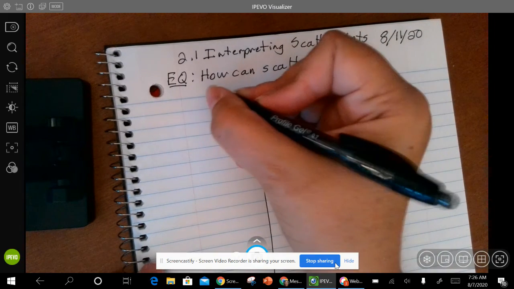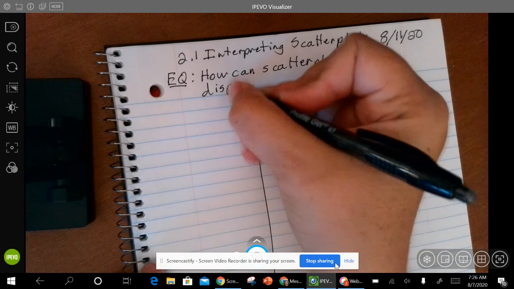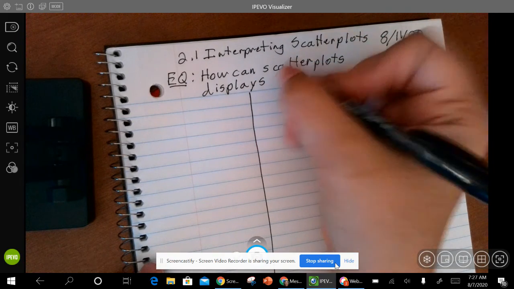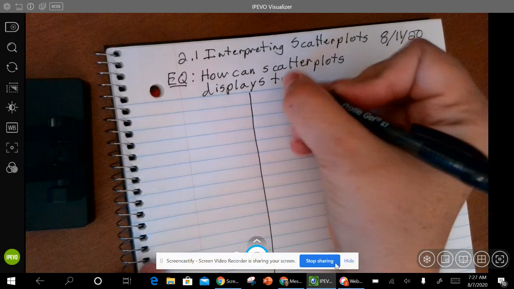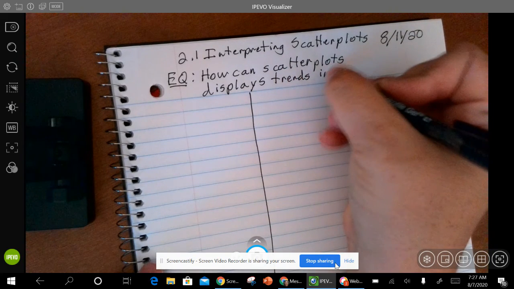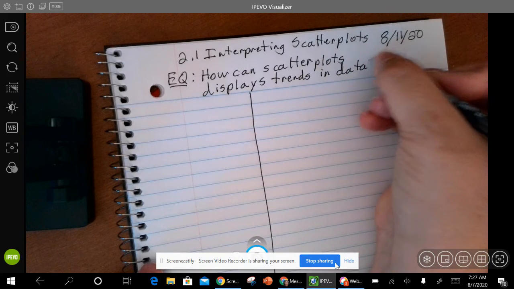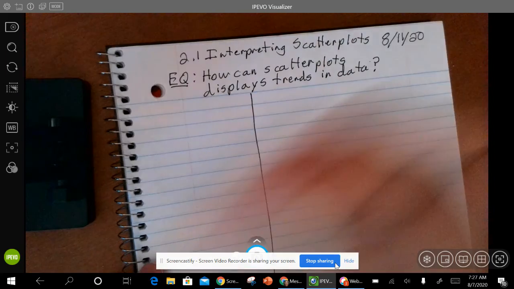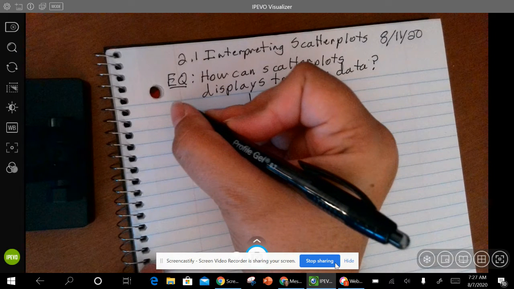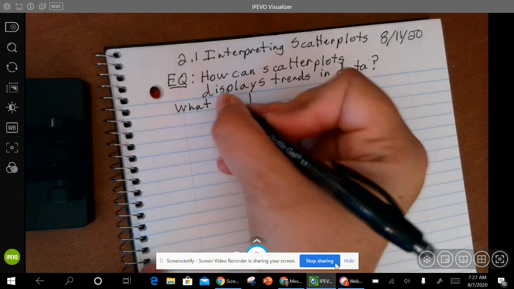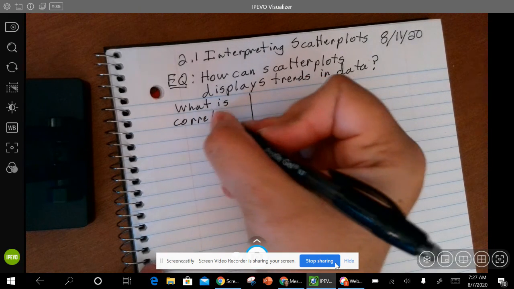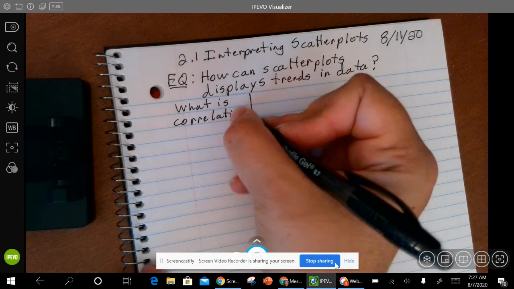So how can scatter plots display trends and data? And so data, we're always looking for patterns in data all the time. And as we're using our phone, data is being collected all the time about what apps we use, just everything that we're doing. And when we go to the grocery store, data is being collected.